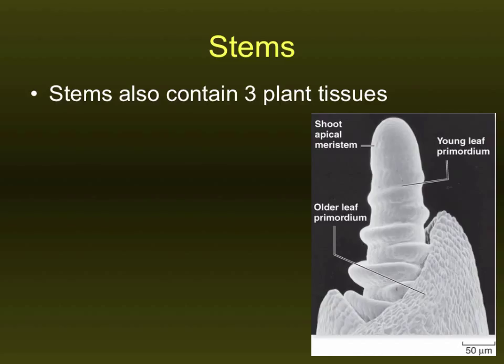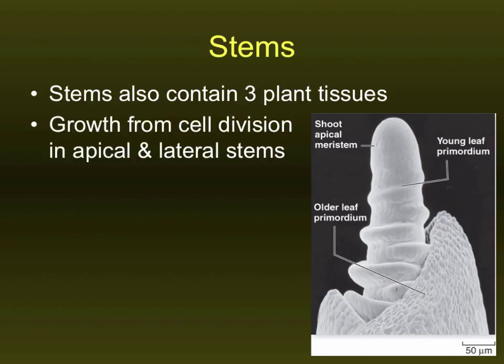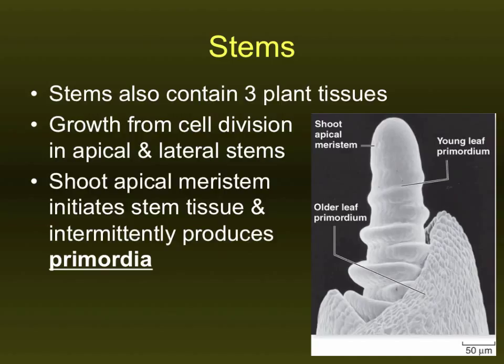As with roots, the other big organ system in the plant, the stems, contain three different types of plant tissues, right? So the plant tissues we know about now are vascular, ground, and dermal tissue. The stem is no exception. And just like in the roots, we're also going to have apical meristems, and even more so, we're going to see lateral meristems as well.